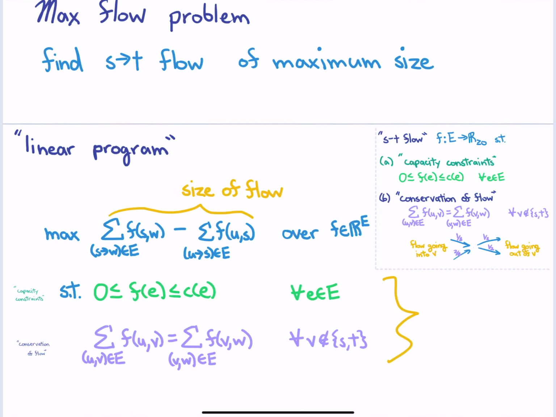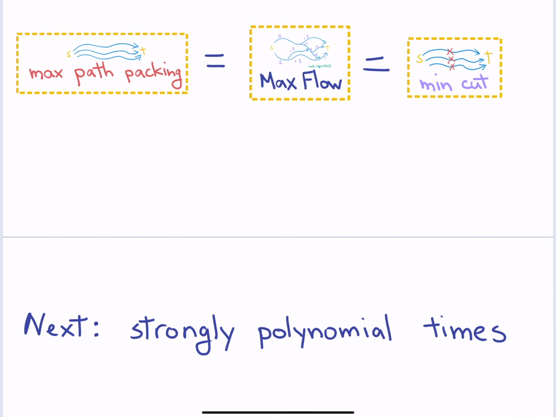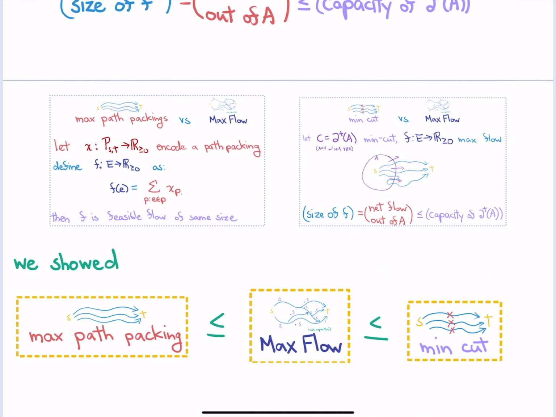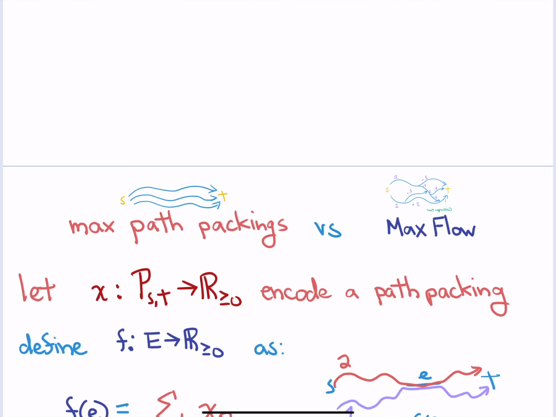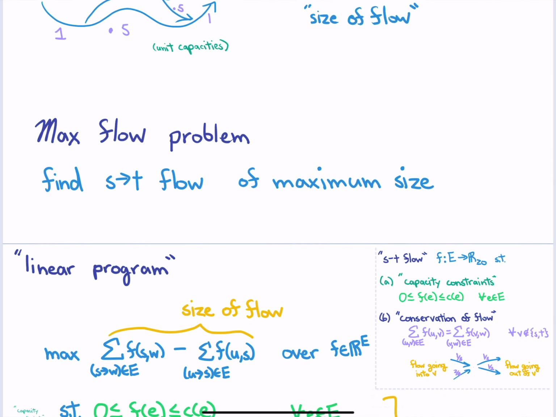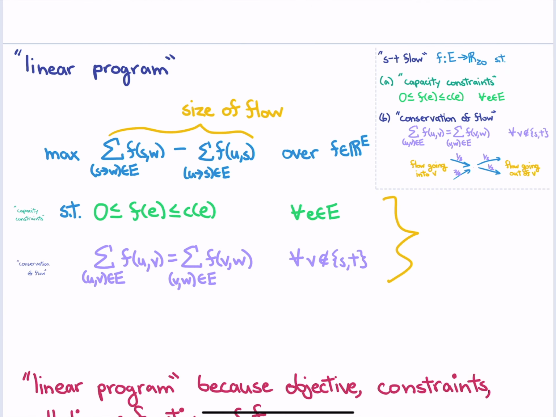What about the what goes in is what goes out constraint? What about conservation of flow? What goes in is what goes out. Why would my converting paths to a flow conserve flow at all the intermediate vertices?